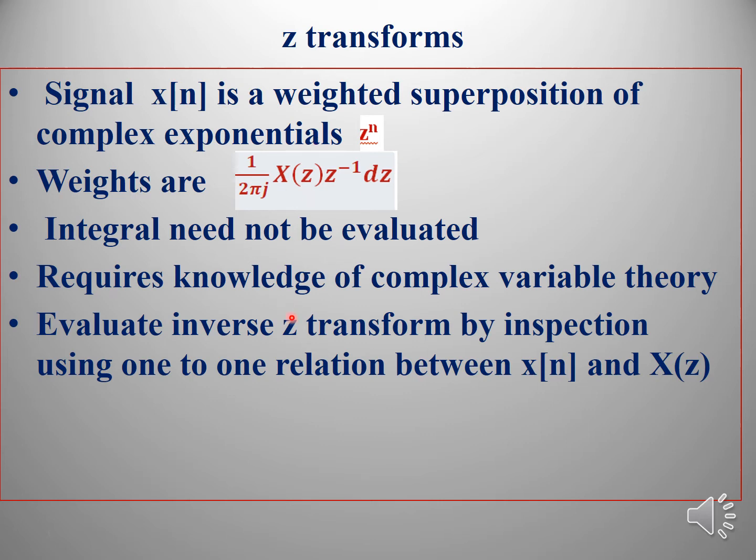Thus, the evaluation of the inverse Z-transform is generally done by inspecting the one-to-one relation between x of n and X of z. Thereby, we could convert x of n to X of z and X of z to x of n as discussed in the previous slide.